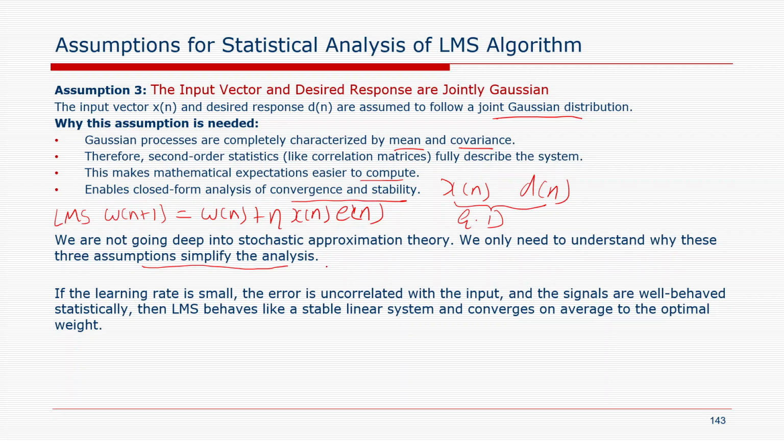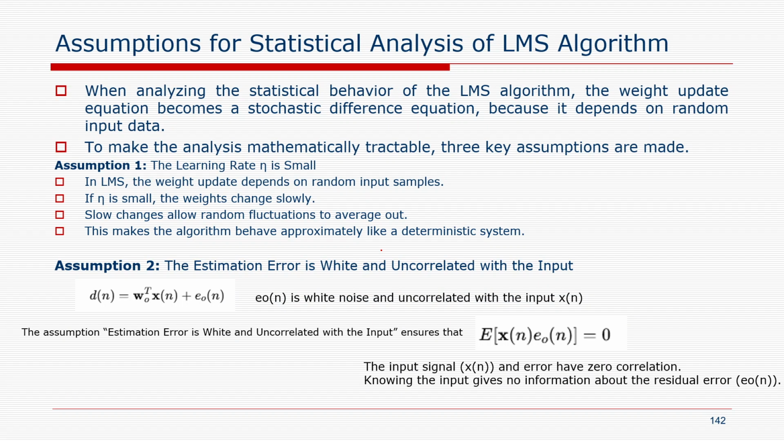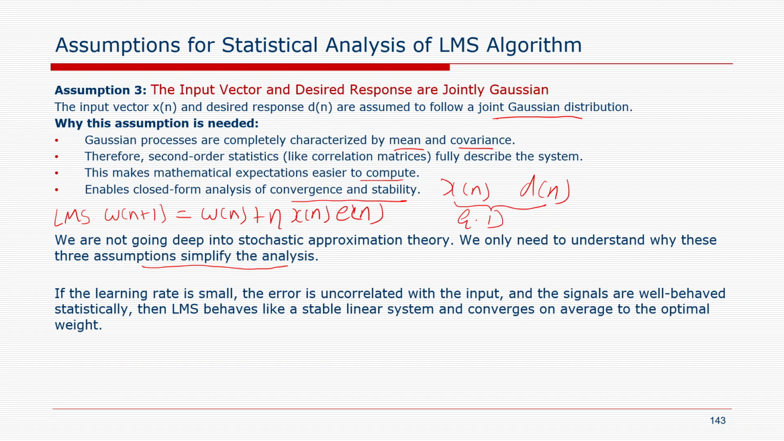We have made three assumptions. First assumption is the learning rate is small. Second assumption is the estimation error is white and uncorrelated with the input. And the third assumption is the input vector and the desired response are jointly Gaussian distributed. If these three assumptions are made, then we can show that the LMS algorithm will converge. But we will not proceed with showing the convergence actually, only that we have made these assumptions.